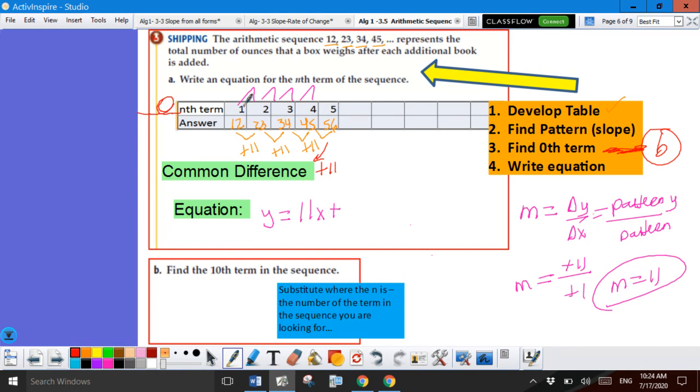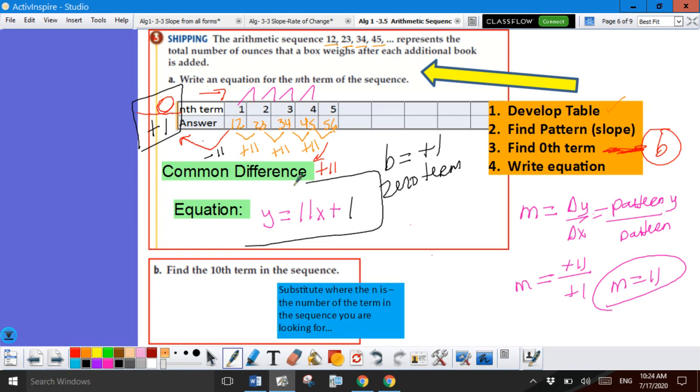Okay, so instead of moving to the right, I'm actually moving to the left. So if this was plus 11, the opposite would be minus 11. 12 minus 11 is positive 1. So 0, 1. So my b, which is my 0 term, is positive 1. So my equation is y equals 11x plus 1.